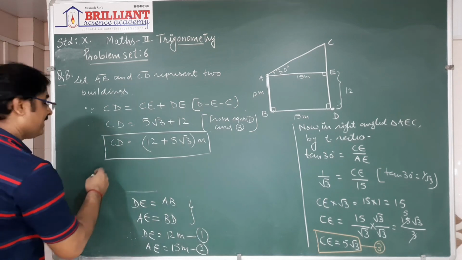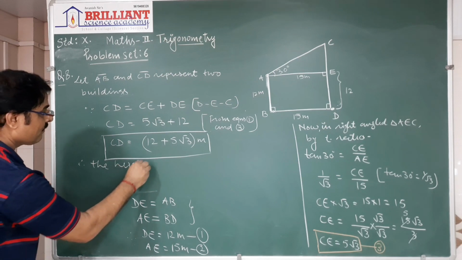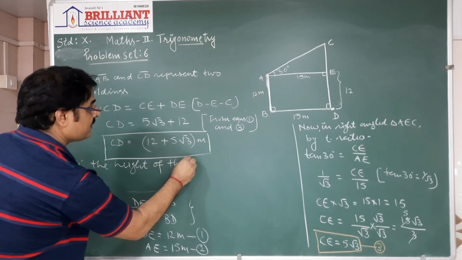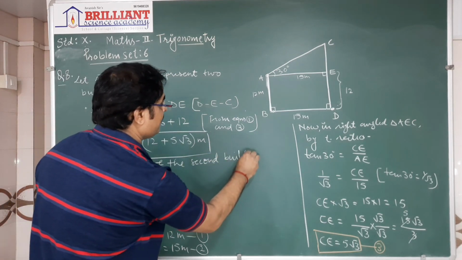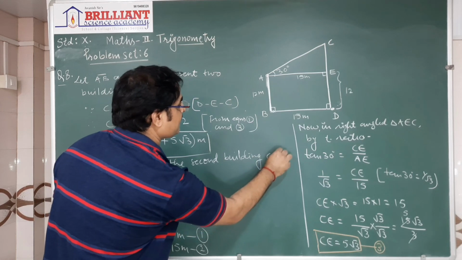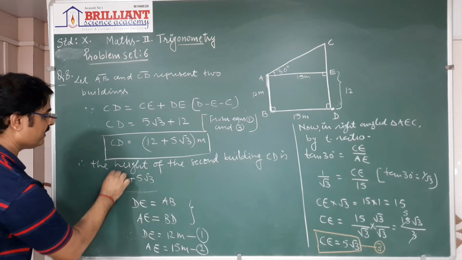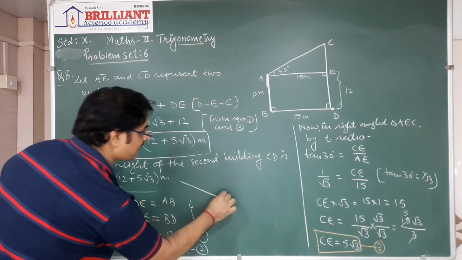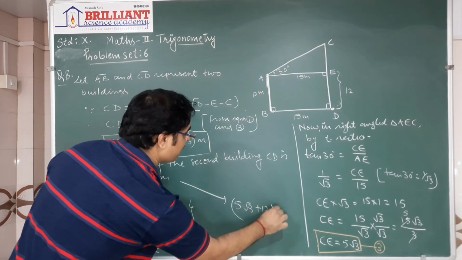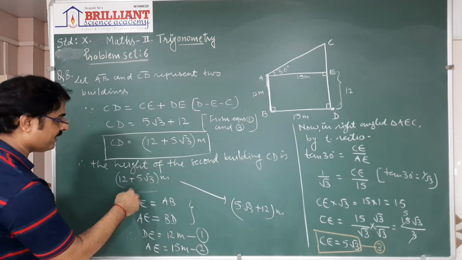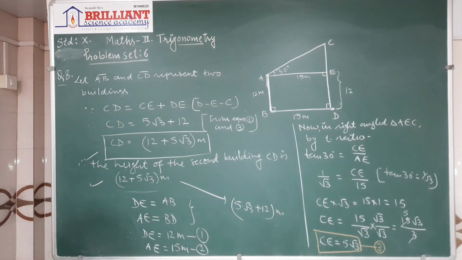Now write the final answer. Therefore the height of the second building, CD, is 12 plus 5 root 3 meter. आंसर अगर ऐसा लिखोगे तो भी चलेगा, 5 root 3 plus 12 meter. Both are the same. There is no any difference. 12 plus 5 root 3, this is your answer. So write its answer.